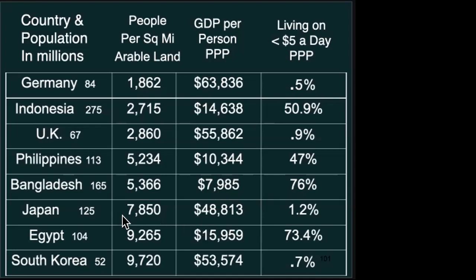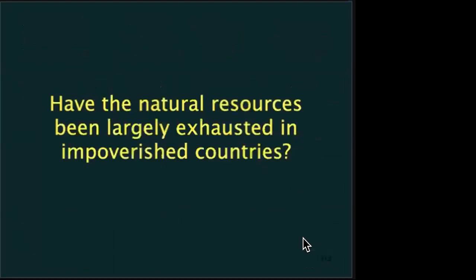Japan, 7,850, and they produce $49,000 per person, and only 1.2% of their population are living on less than $5 a day. Egypt, 9,265 people per square mile. They produce $16,000 per person, and 73% of their population are living on less than $5 a day.